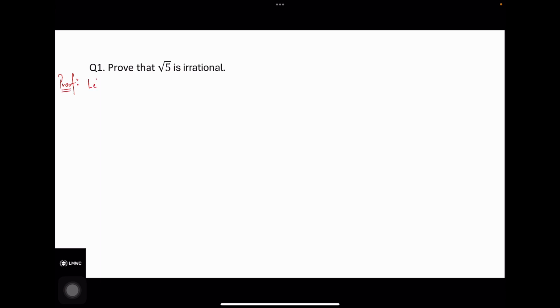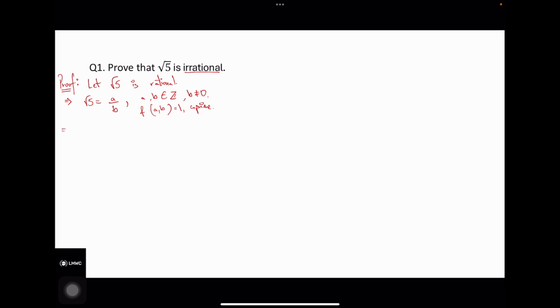Let the given number, square root of 5, be rational, since the opposite of irrational is rational. Now we apply the definition of a rational number, which is that a rational number can always be represented as a by b, where a and b are integers and b is not equal to 0. And here we are going to assume one more thing, that a and b are co-prime. Always mention this co-prime. This is very important to prove that root 5 is irrational.